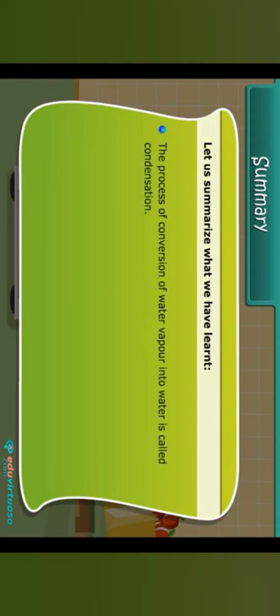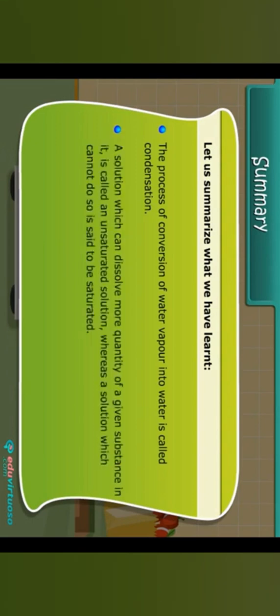The process of conversion of water vapor into water is called condensation. A solution which can dissolve more quantity of a given substance in it is called an unsaturated solution, whereas a solution which cannot do so is said to be saturated.